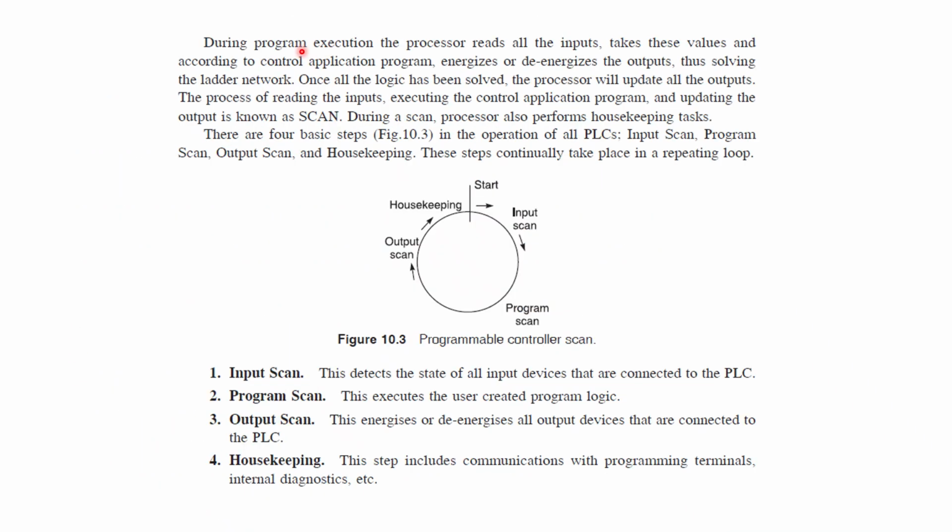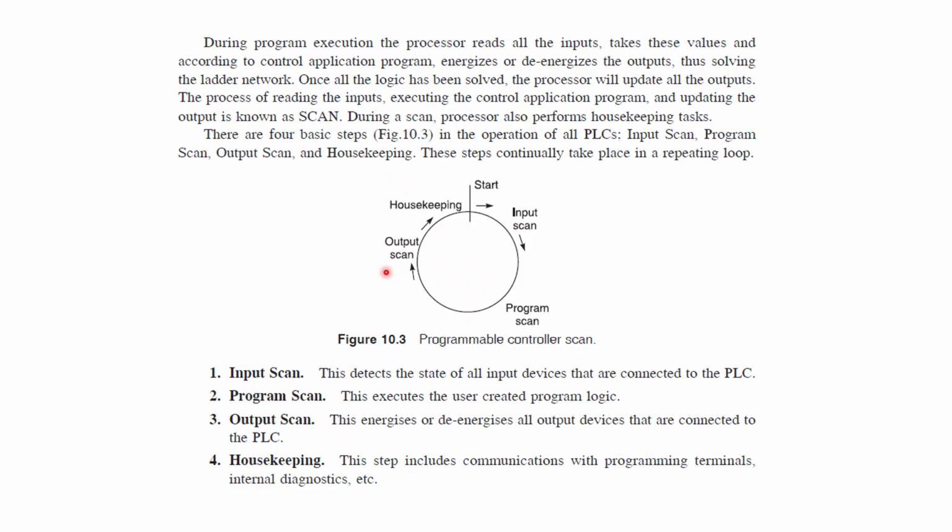During the program execution, the processor reads all the inputs, takes their values, and according to the control application, the program energizes or de-energizes the outputs, that is, solving the ladder logic. Once the logic has been solved, the processor will update all the outputs. The process of reading the input, executing a control application program and updating the output is called a scan. During the scan the processor will perform housekeeping tasks. There are four tasks in the PLC: the input scan, the program scan, the output scan, and housekeeping.